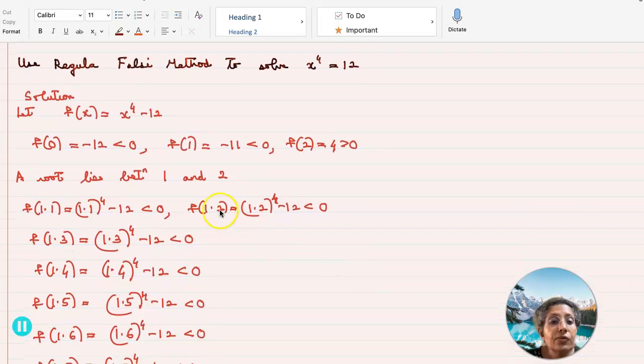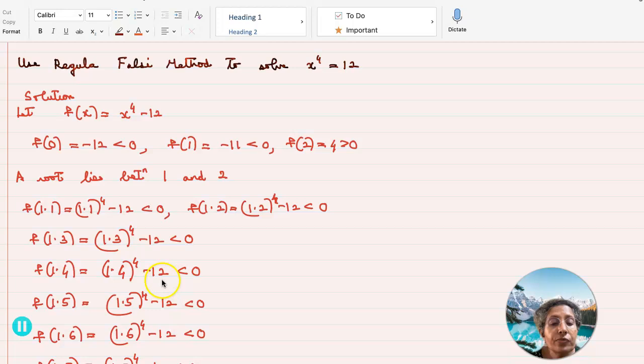So we calculate f(1.1) now. This is less than 0. You can check using your calculator. f(1.2) is less than 0. f(1.3) is less than 0. So we are keeping on checking to find a value which is greater than 0.